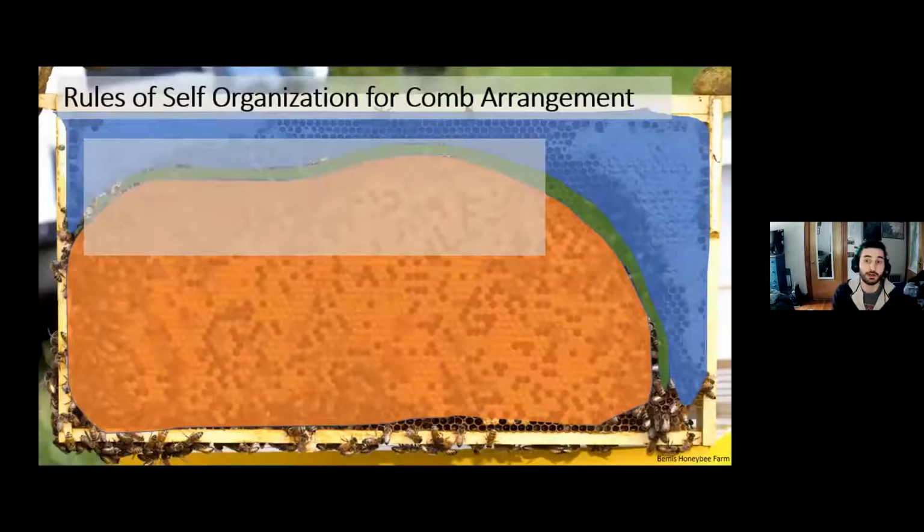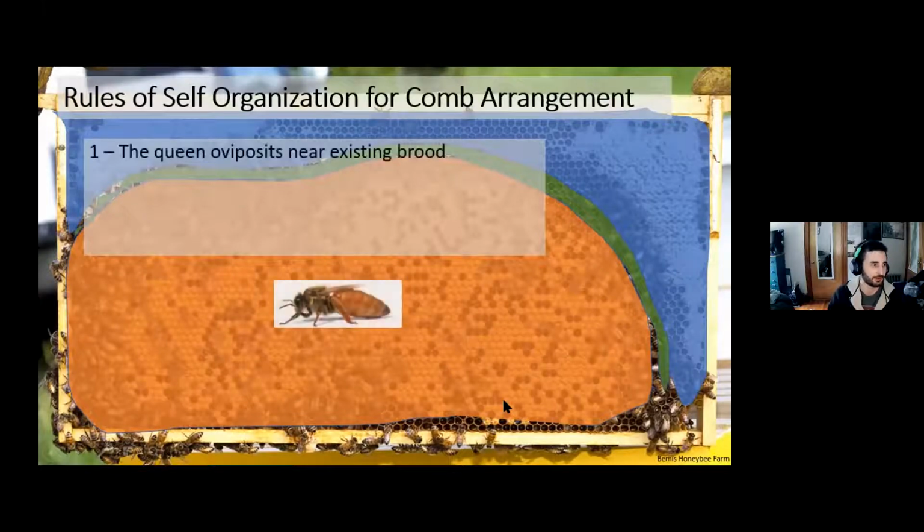So how does this apply to honeybee comb arrangement? There's three main rules that keep honeybee comb arranged the way that it is. First, the queen oviposits near existing brood. So the queen tends to lay eggs near where brood already exist. And this helps maintain a central aggregate of brood.